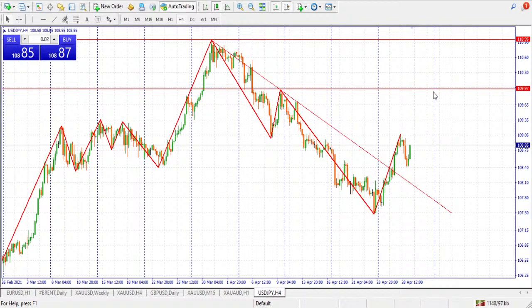We want to see a move up to this point, where if the price goes above, then the next move is up to 110.95.